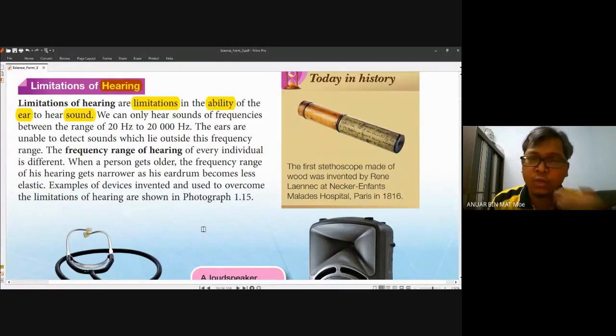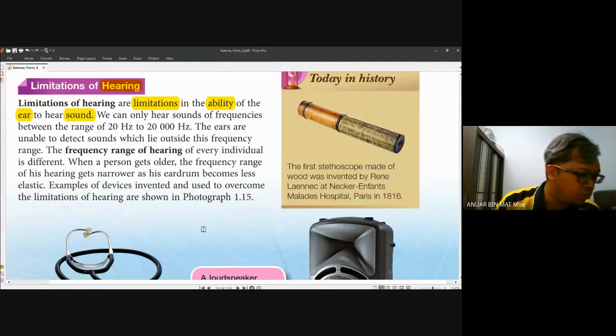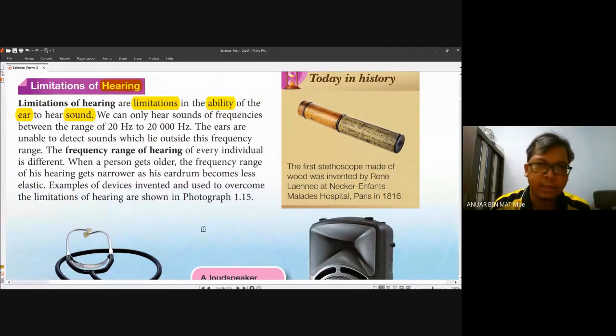Right now, you can hear my voice through the computer or through the smartphone. Kamu boleh dengar suara saya. Okay? Can you hear your neighbor's voice? Boleh dengar tak suara kawan kamu di rumah sebelah? Kamu tak boleh dengar, kan?